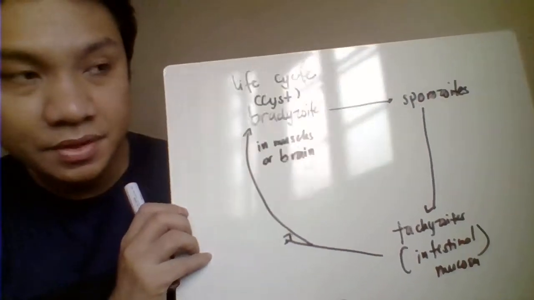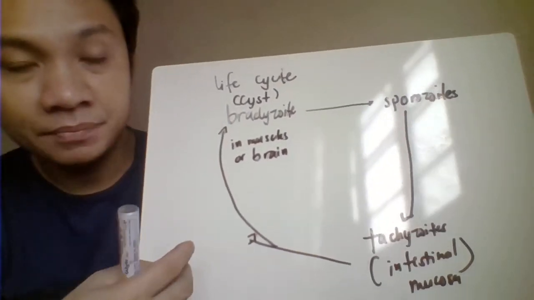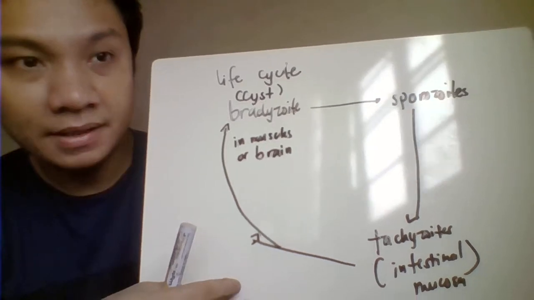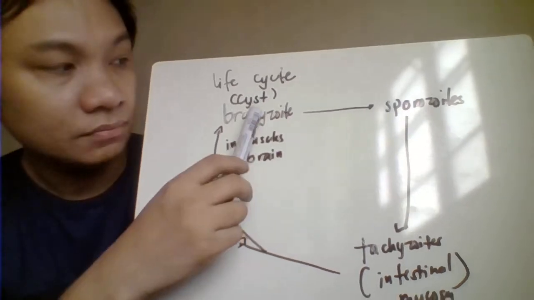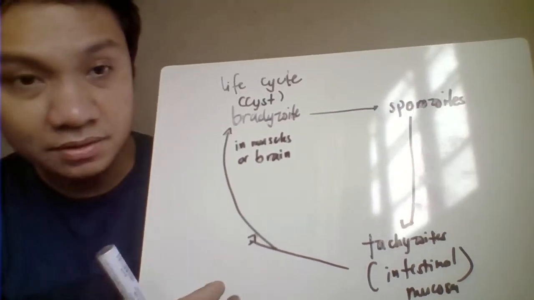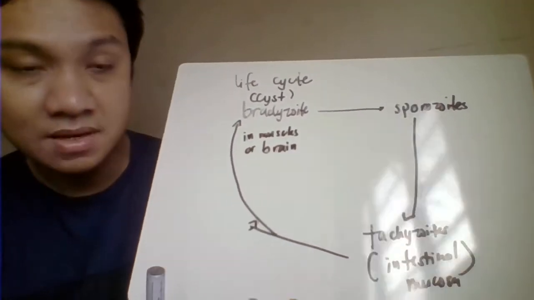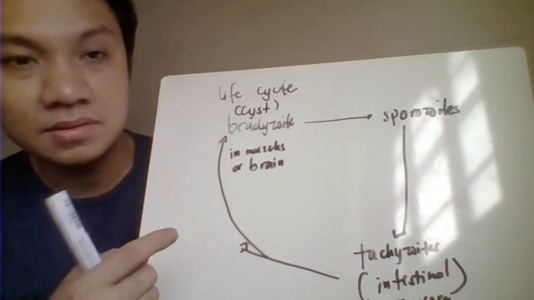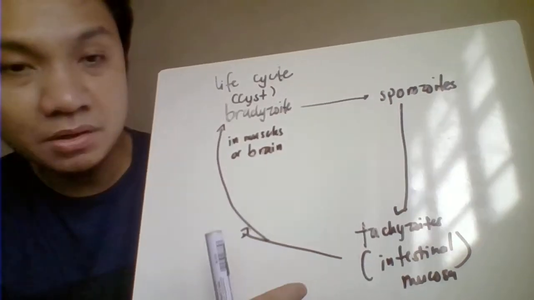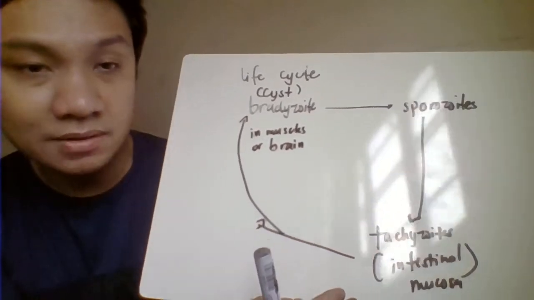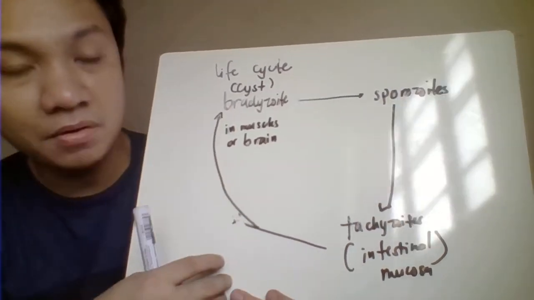For the life cycle, if for example you ingest muscle containing the bradyzoites, or by the ingestion of contaminated feces with the oocysts on that. The bradyzoites here contain the oocysts. So you ingest, for example, the muscle containing the bradyzoites. Once inside your body, they release the sporozoites, which transform to become trophozoites again. The first one we have is the tachyzoites. The tachyzoites can be found in our intestinal mucosa, transforming to become your bradyzoites.